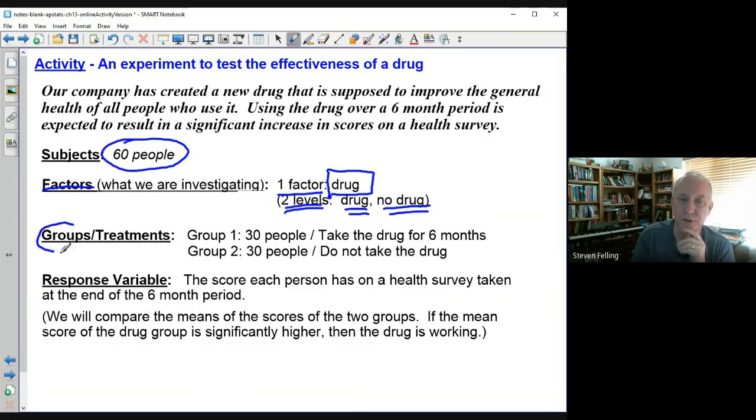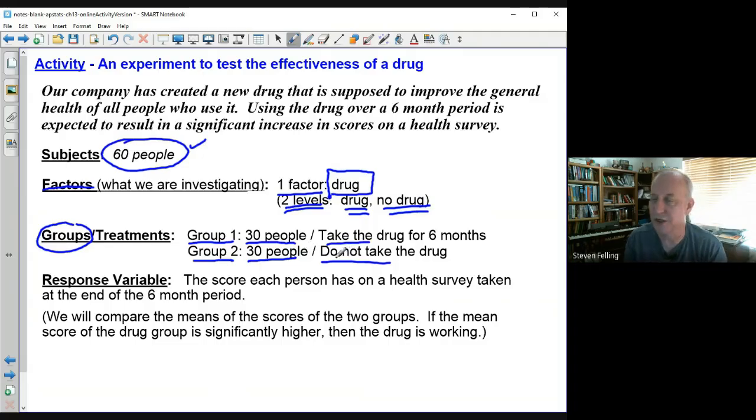So the groups: we're going to have 2 groups because we have 2 different treatments here. One treatment is that they take the drug for 6 months, and the other treatment is that they don't take the drug. That means we need one group of people to take the drug and one group of people to not take the drug. So there's a group for every treatment. Since we want 60 people to experiment on, we're going to divide them into 2 groups of 30 people. 30 people are going to take the drug and 30 people are not going to take the drug. And then the response variable that we're going to measure is, at the end of the time, we're going to give them this health survey, and then we'll look at their score.